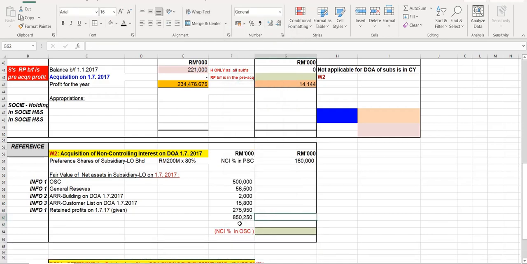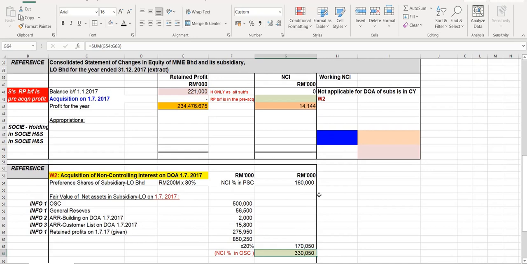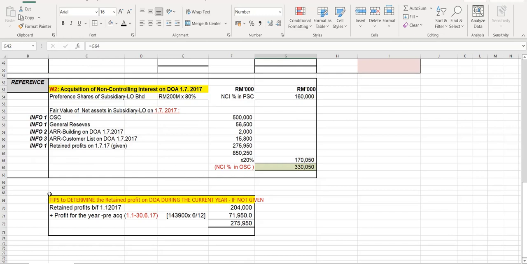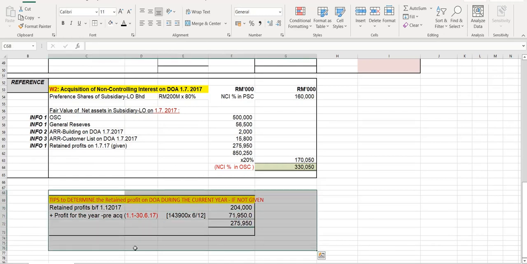And if you do that, you will multiply that with 20%, since the percentage of non-controlling interest in ordinary shares was 20%. That will give you 1,017,050, and here would be 330,050 million, and this must be shown here. Okay, so alternatively you can find it this way. You can check what I'm highlighting here.